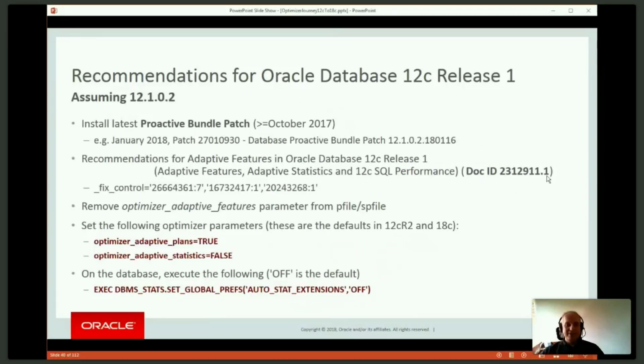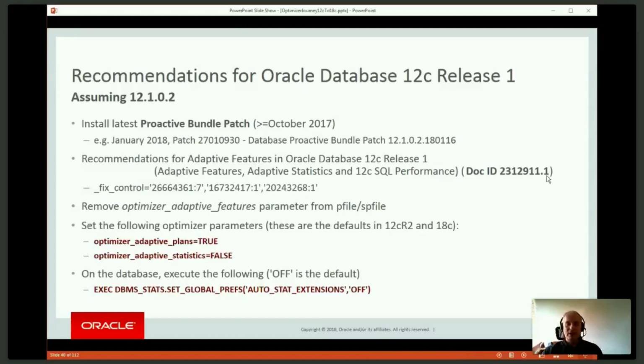What does it do? In short, if you enable the features that are available in the bundle patch, then you will have the parameters that are available in 12C Release 2.